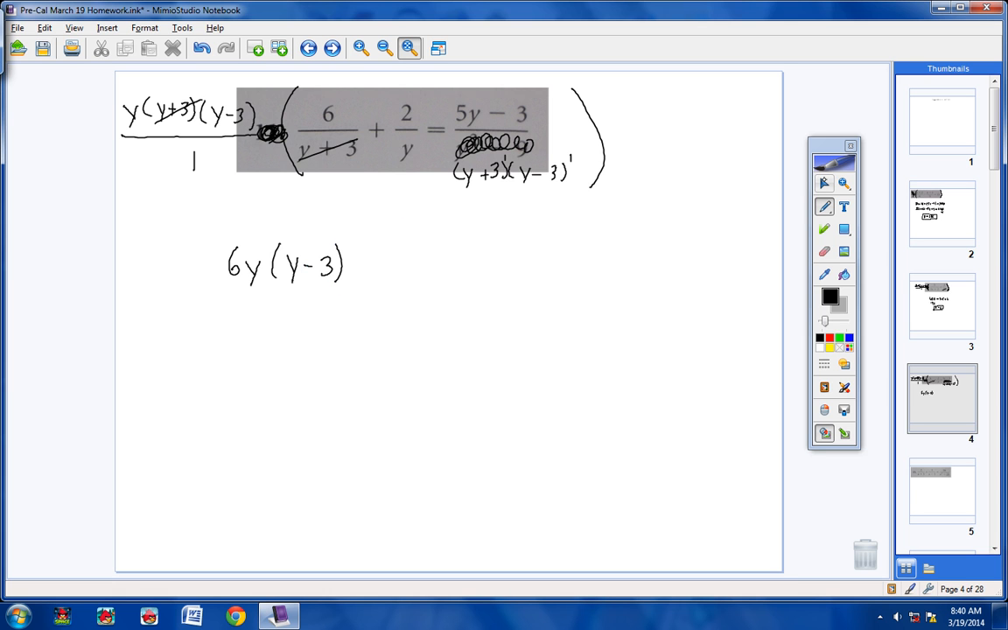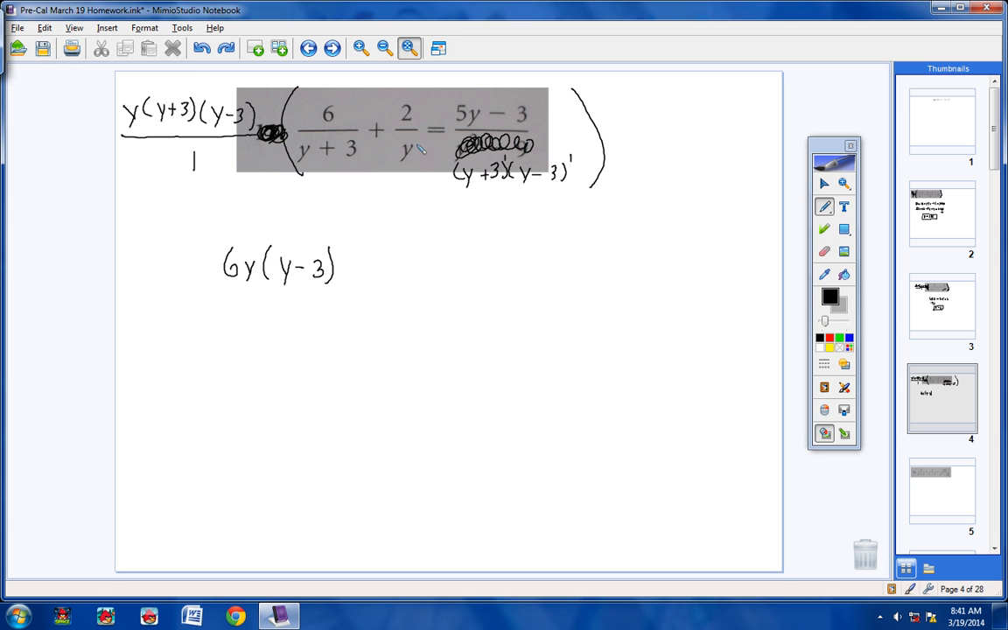And if you think that's confusing, if you want to put 6 parentheses y, all of that, that's totally fine, but it's good enough just to put 6y, y minus 3. Okay? Now, actually, I should have first got rid of my slashes up there. Okay, so I'm left with 6y, y minus 3.